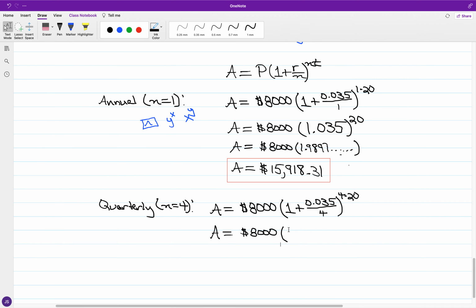Just taking what we have now. So we got the sum here, and we'll have 1.00875. The sum is smaller, but the power is going to be larger. Instead of 20, we'll have 4 times 20, which will be 80.